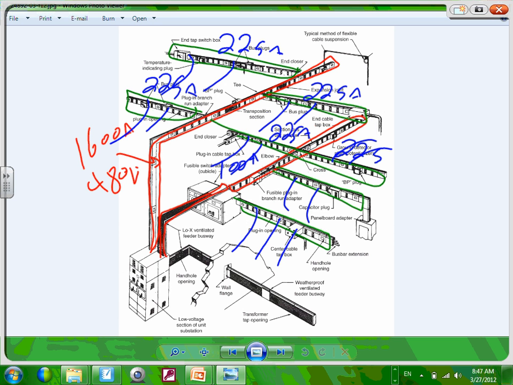So right in here, you will have a 225 amp circuit breaker to protect this section, another circuit breaker to protect this section, a third, a fourth, a fifth, a sixth, a 7, 8, 9, 10. Each section will have a circuit breaker that protects that section. Does that make sense?